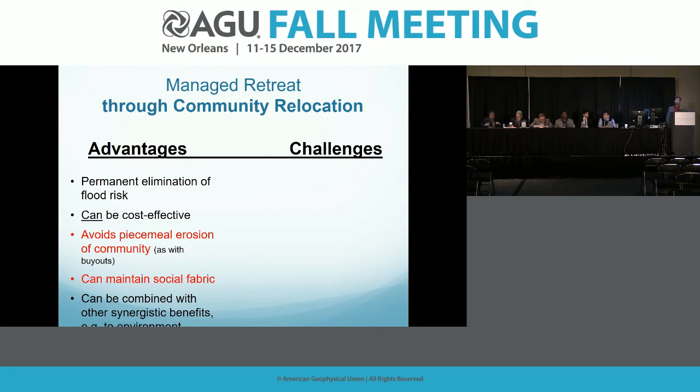So what we've learned from this so far is that there's a number of advantages to moving communities, towns in their entirety. In particular, I'd like to point out that this avoids the piecemeal erosion of communities and can maintain the social fabric intact. On the other side of this scale, what we've learned is that there are challenges to this kind of project. I think some of our speakers today will talk to that. And to be honest, and just in brief summary, many challenges and big ones. So plenty of opportunity to talk afterwards about what some of those have been.